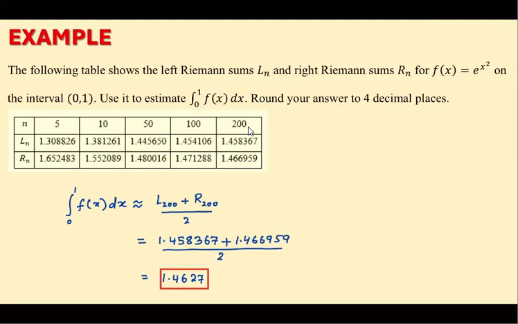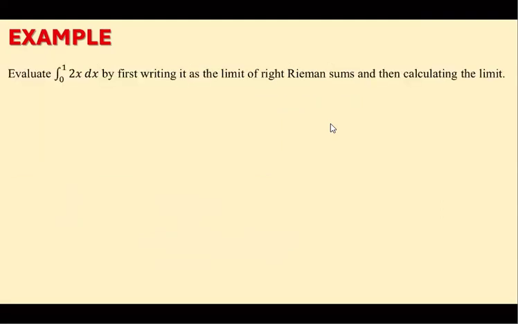Okay, so if we want the exact result, what we want to do is have this n go to infinity for the Riemann sum. That means if you take the limit of the Riemann sum, you'll get the exact answer. And that's what we are going to do in the next example. Here is that example.